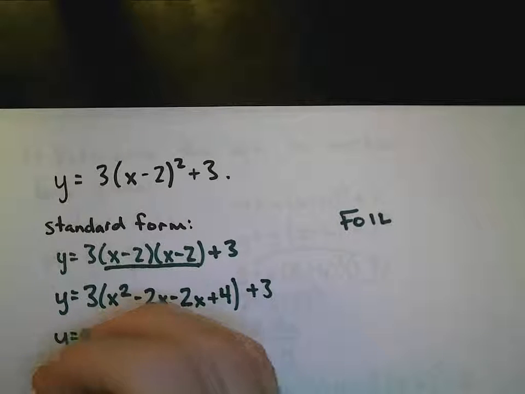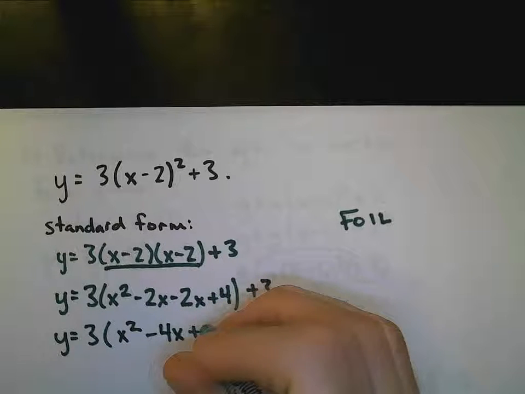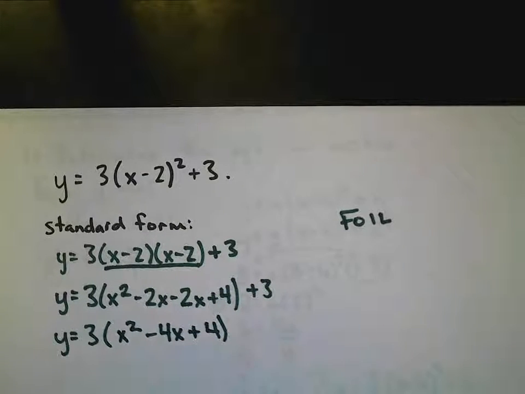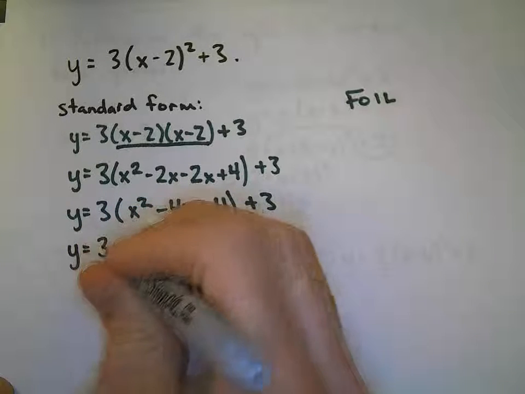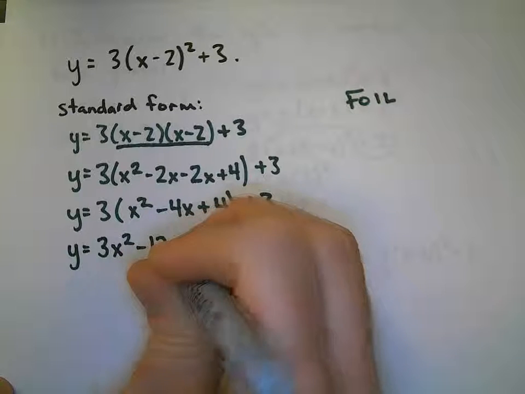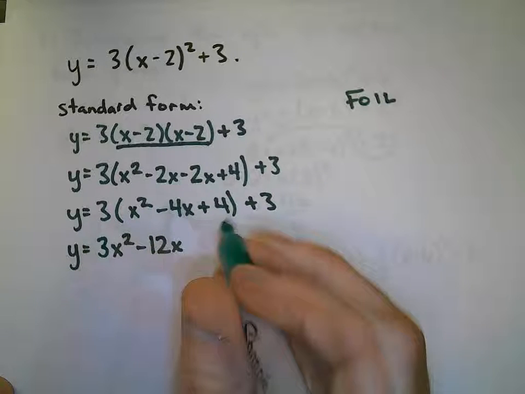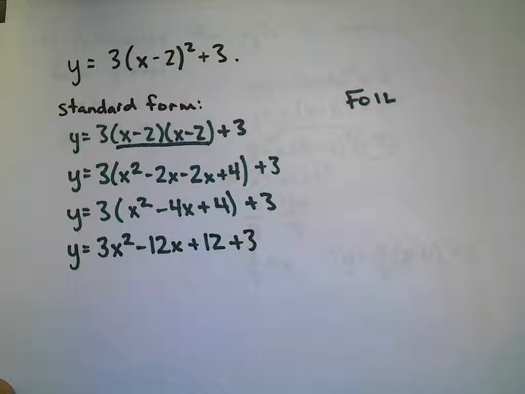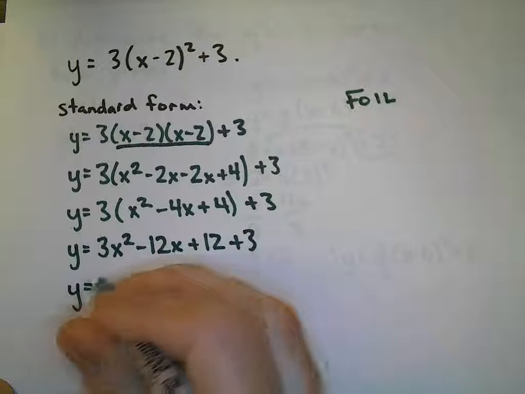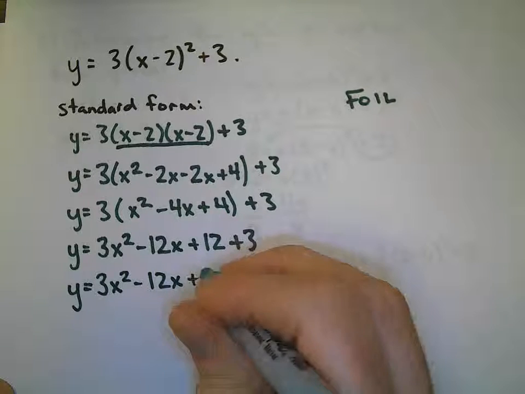So what that gives you is 3(x squared minus 4x plus 4), and then plus 3 still. I must take this 3 now and multiply it through the brackets. 3 times x squared is 3x squared. 3 times negative 4x is negative 12x. 3 times 4 is plus 12, and I still have plus 3. So therefore, in standard form, y equals 3x squared minus 12x plus 15.